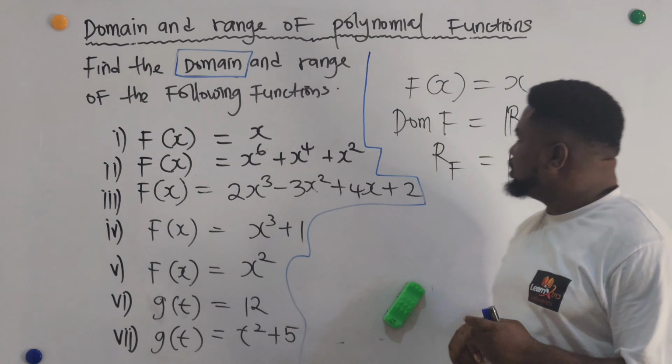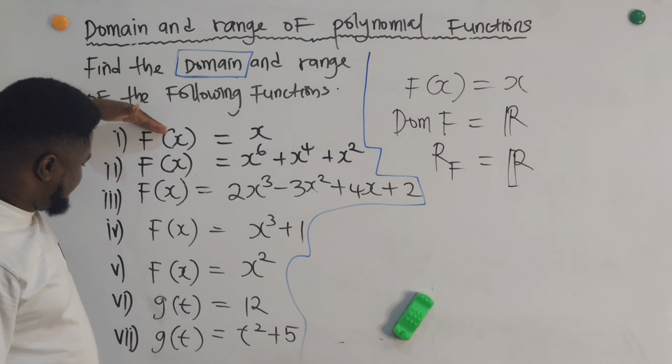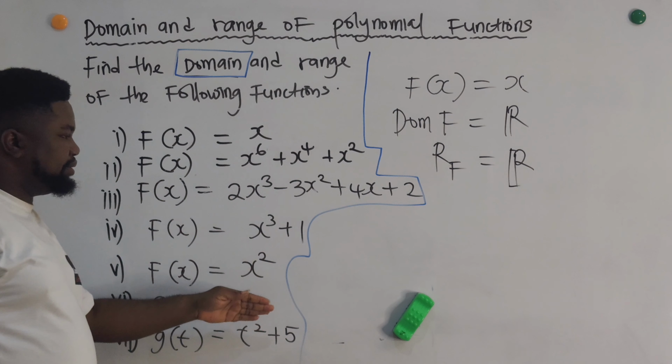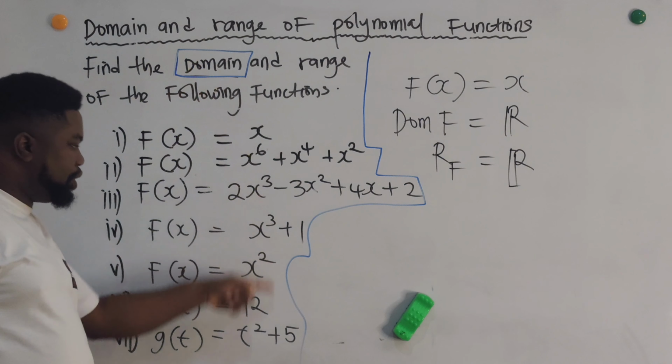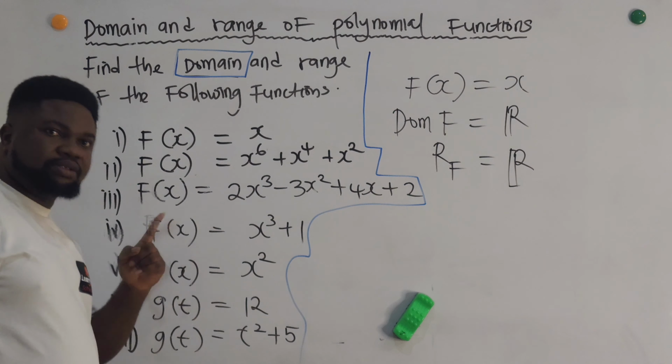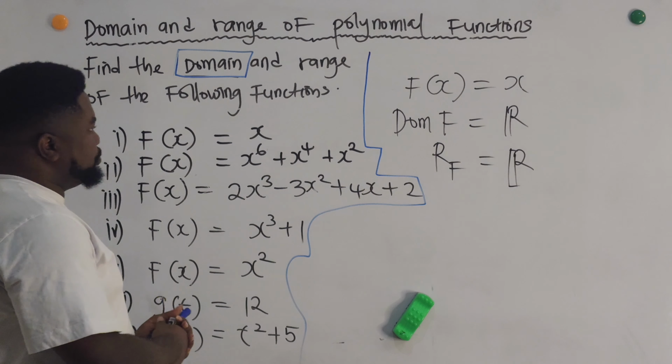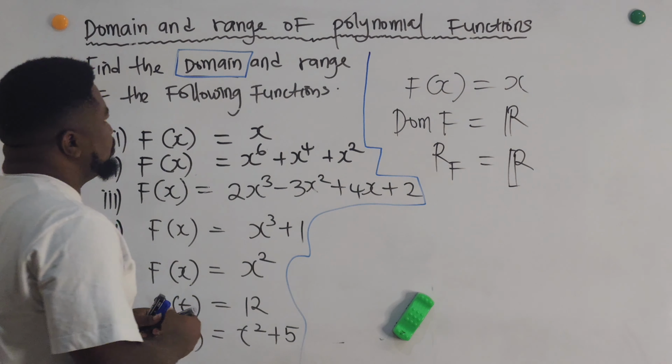The difference here now is the range. The range is the possible output. So the range varies. From 1 down to 7, they have different ranges, but the same domain, because they are all polynomials, and all polynomials have domain as all real numbers. So that was number 1. Number 2, let's stop it here.